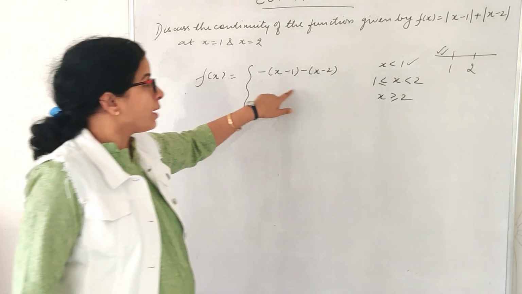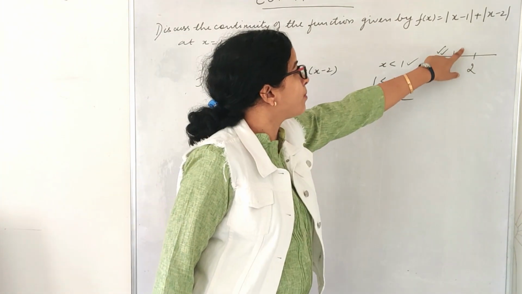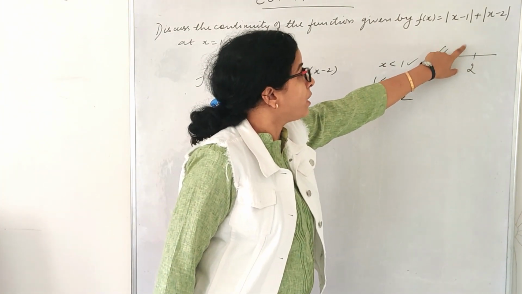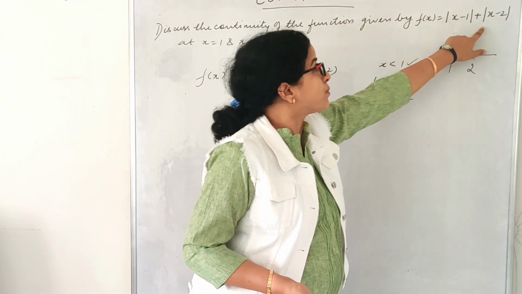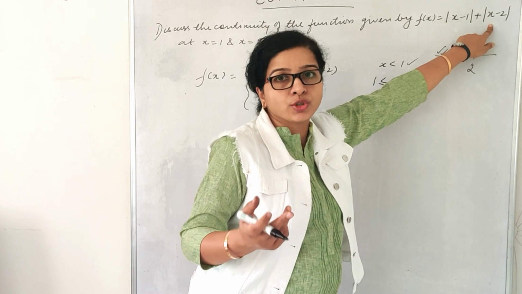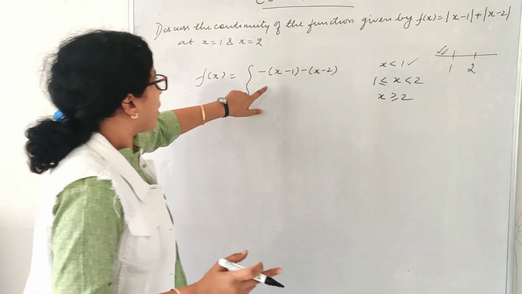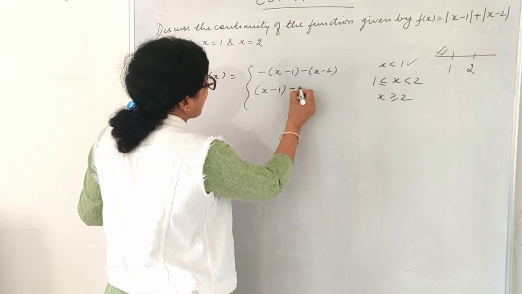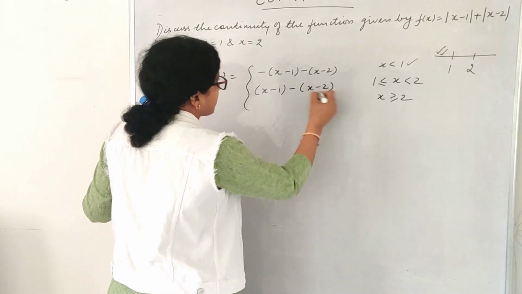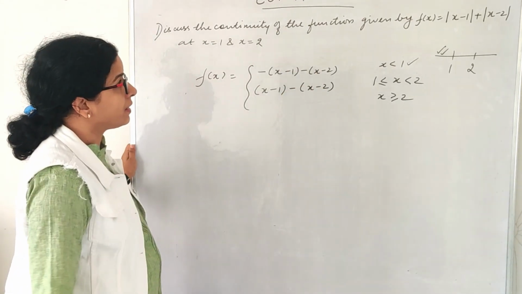When I am talking about between 1 and 2, say for example, if you are substituting 1.5, in this case you will get a positive answer. But if you are substituting here 1.5 minus 2 means negative answer. So how you can write here? (x minus 1) minus (x minus 2). Is that clear?